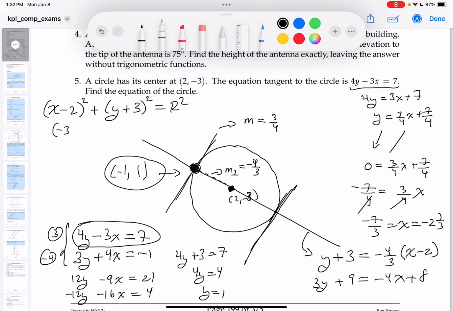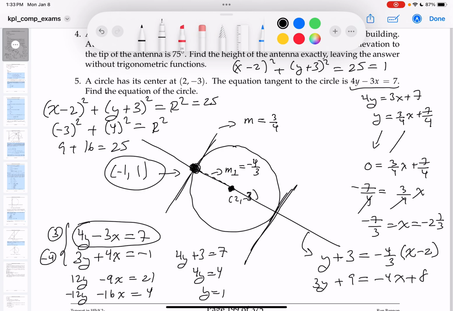So you're going to get minus 3 squared plus 4 squared, and that's going to be r squared. All right, what does it give you? 9 plus 16, which is going to be 25. So what's the r squared equal to? 25. So the equation of that circle is x minus 2 squared plus y plus 3 squared is equal to 25. If you prefer, you can put down 5 squared. And we're done. Thank you.